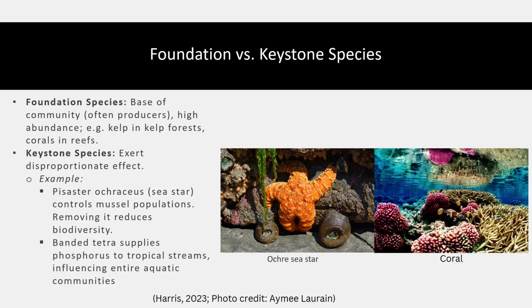One example of this is the sea star. If we were to remove them, mussel populations would start to increase and dominate that area, reducing biodiversity. Banded tetras are another example, and they affect nutrients. So supplying phosphorus that shapes those tropical streams and communities.